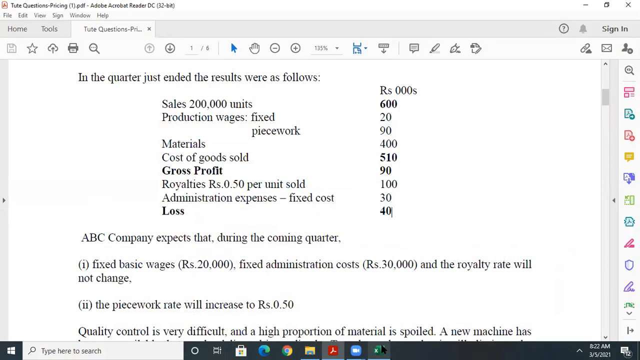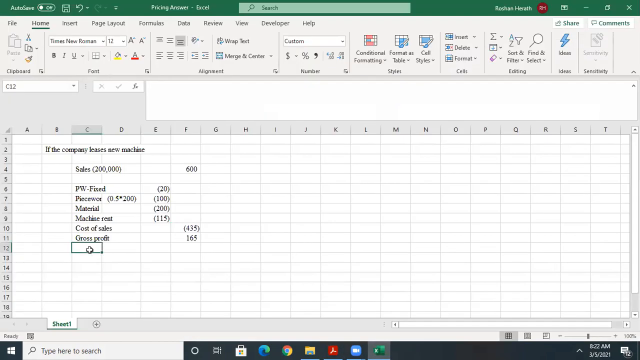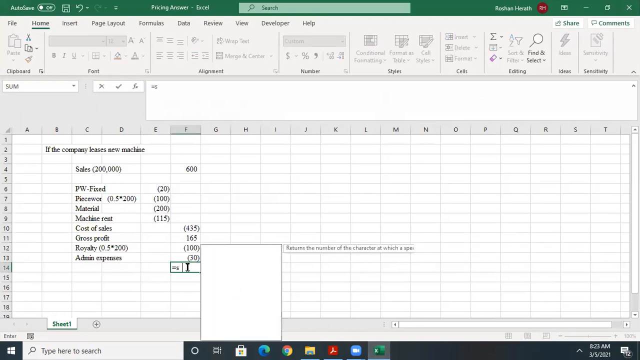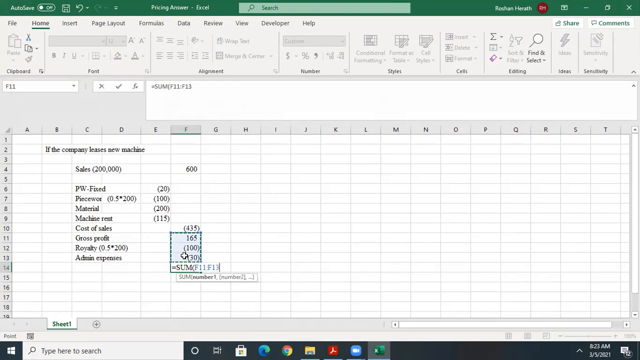Then you can see the royalty rate. The question had said that it's not going to change, and also the fixed administration is not going to change. So you can take the royalty 0.5, since you are selling all the units that you produce, 0.5 into 200. And then you have the administration expenses. How much? It's not going to change. It's 30, I think. Yes, it's 30.